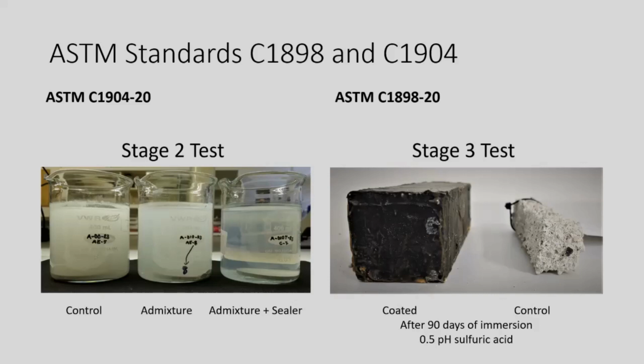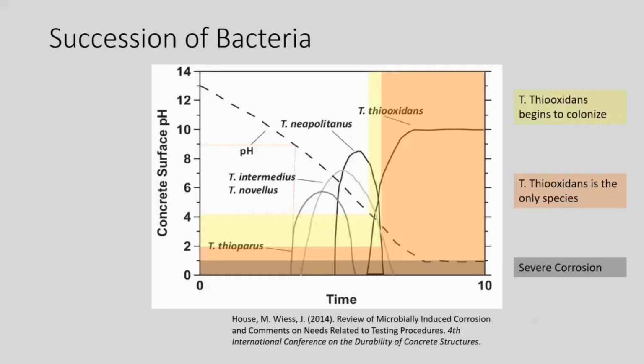And those coatings are effective. They could be used at stage 3 for stage 3 testing. But it's also important to note that we want to either protect for stage 2 and stop that corrosion process from beginning, or we're protecting at stage 3. And to know that, we need to know the system.